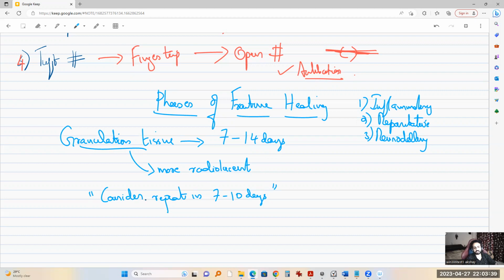The logic is that at the time of inspecting the X-ray film, you might not see any fracture. But after 7 to 10 days, because the granulation tissue forms and because it is more radiolucent, you might see a fracture that you have missed before. So to be on the safe side, it's always better to give this disclaimer at the end.